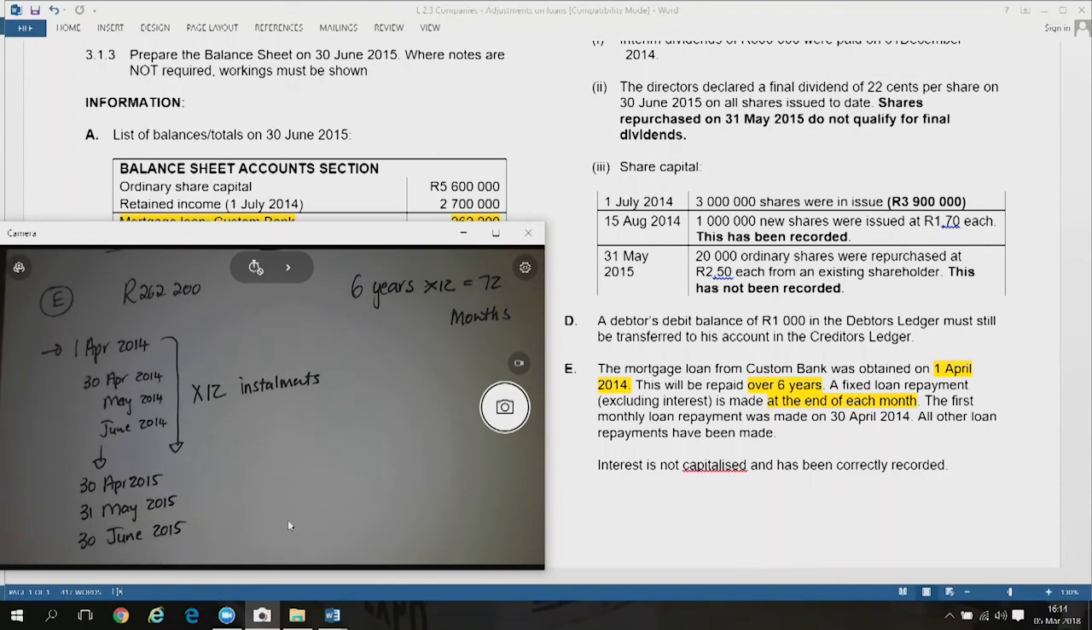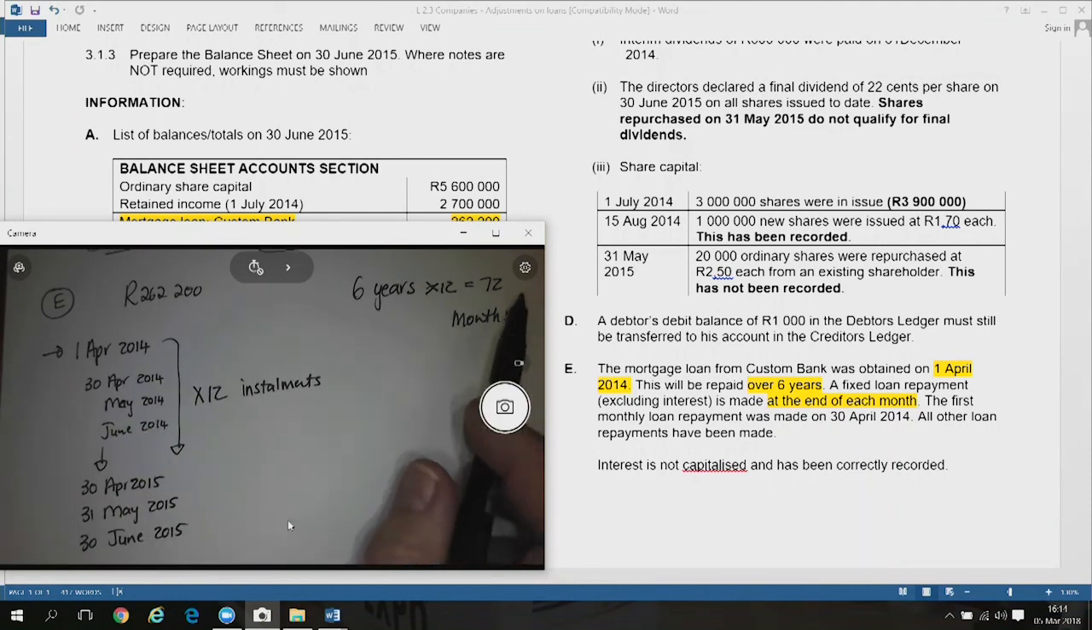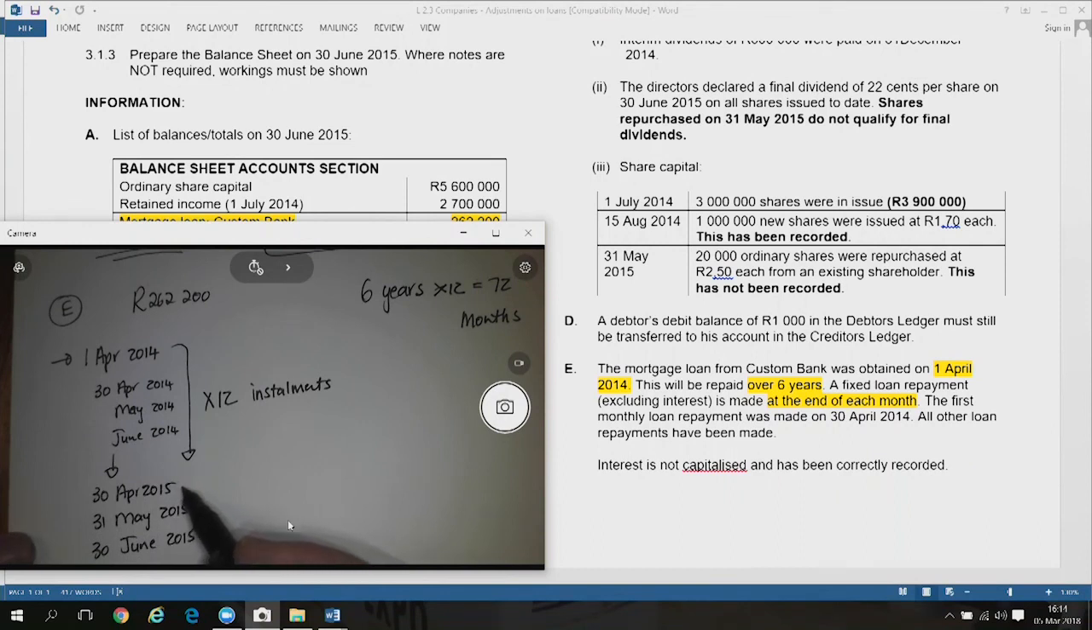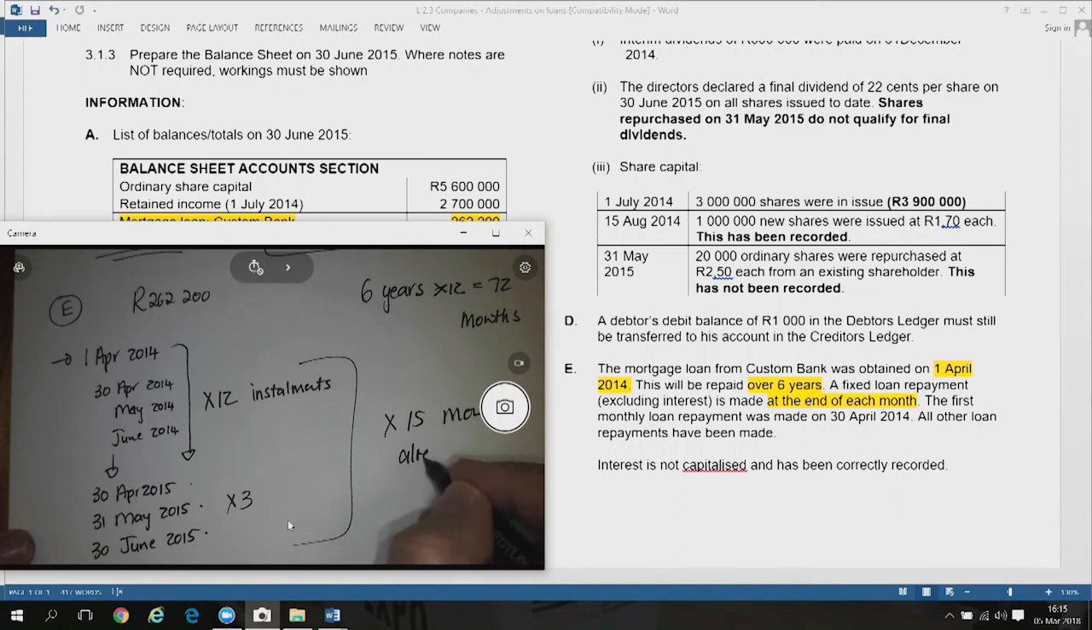So it reads, we obtained the loan on the 1st of April 2014. We are going to pay it back over 6 years. That gives us 72 months. We already paid April 2014 until April 2015. That was 12 months. And then they say all other loan repayments have been made. So we also pay for April, May, June 2015. So that gives us in total 15 months already paid.